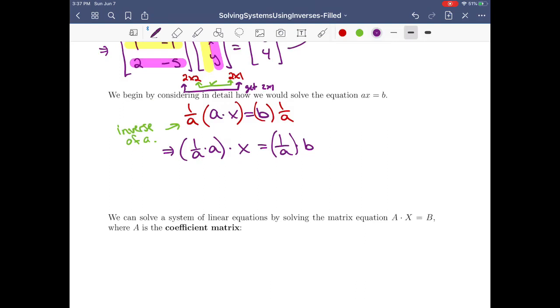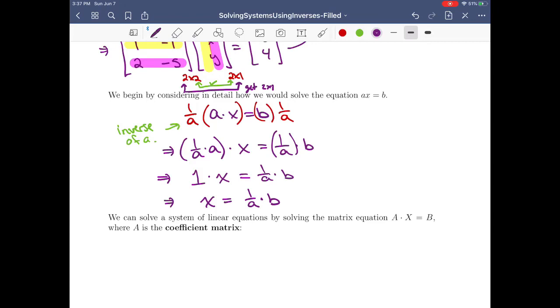So again, why did I care? Well, what is 1 over A times A? Well, that's 1. Okay, so that's going to be 1 times X equals 1 over A times B. And what's special about the number 1 is that when I multiply by it, I don't change this number X. So then instead of writing 1 times X, I can just write X. Okay, it equals 1 over A times B.